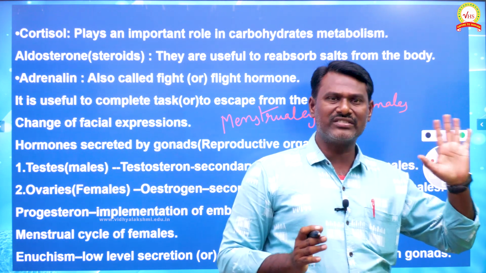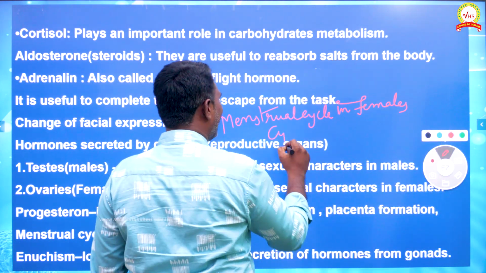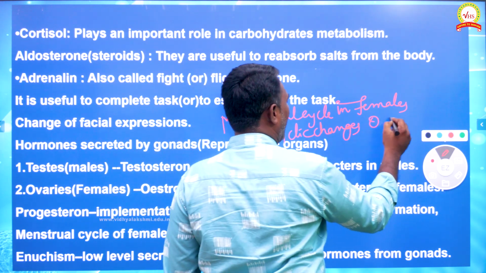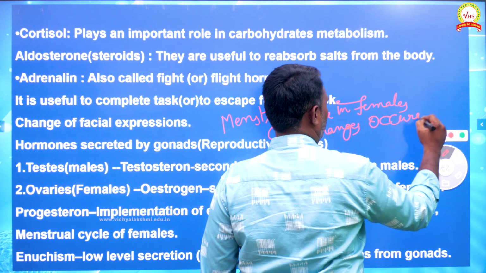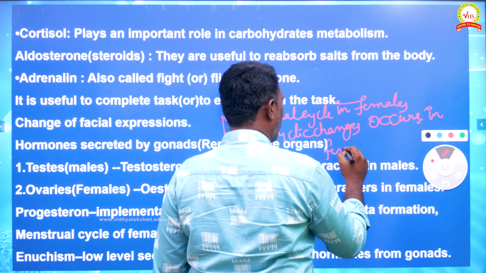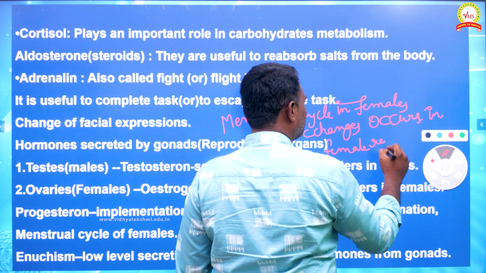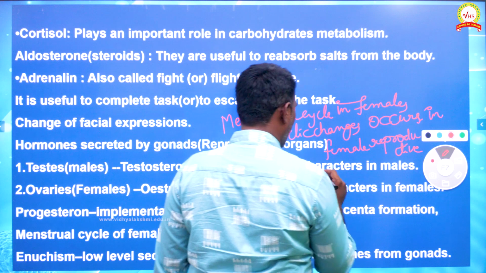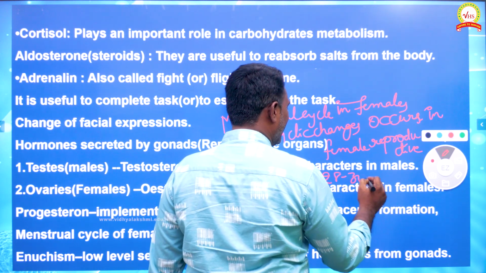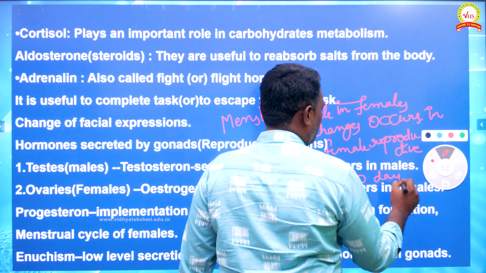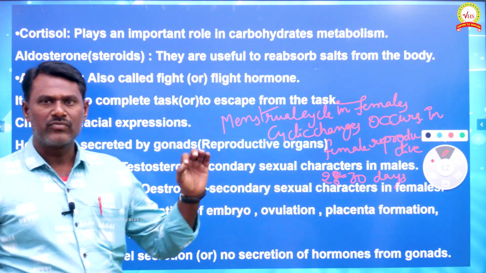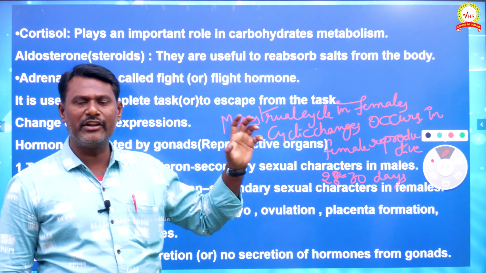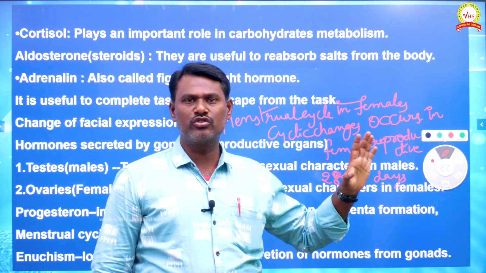Menstrual cycle can be defined as the cyclic changes that occur in the female reproductive system for every 28 to 30 days of the month. The cyclic changes that occur in the female reproductive system every 28 to 30 days is called a menstrual cycle.